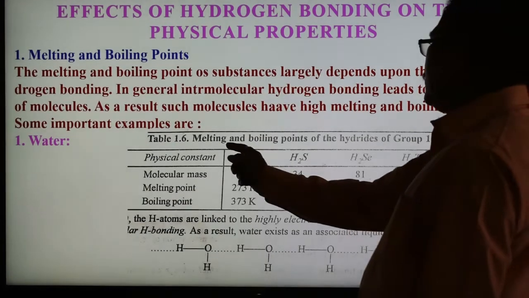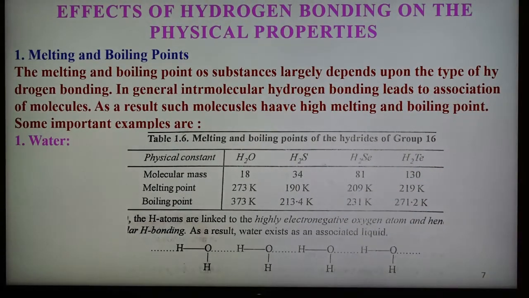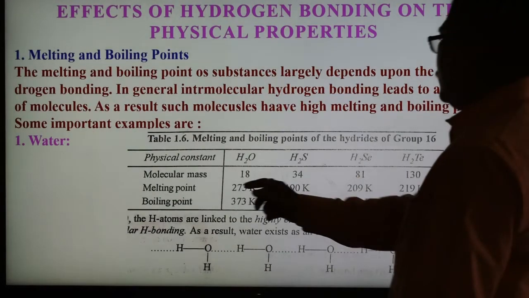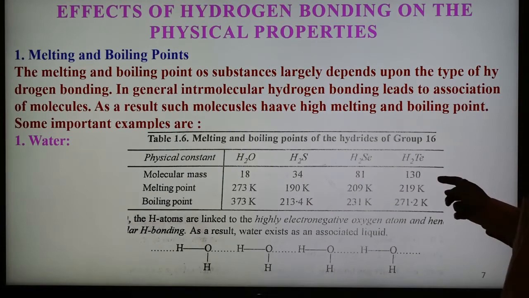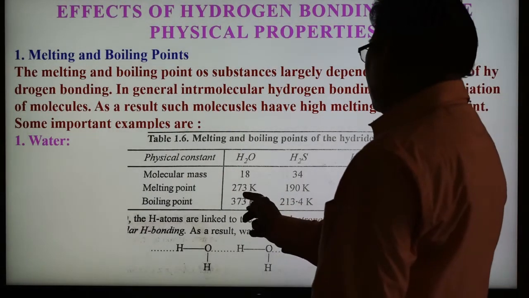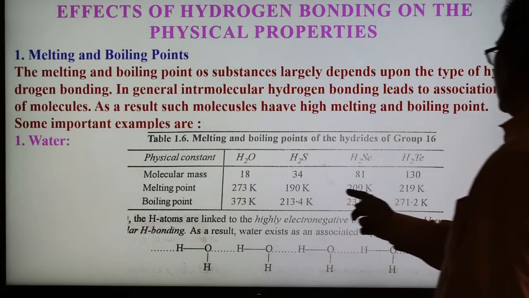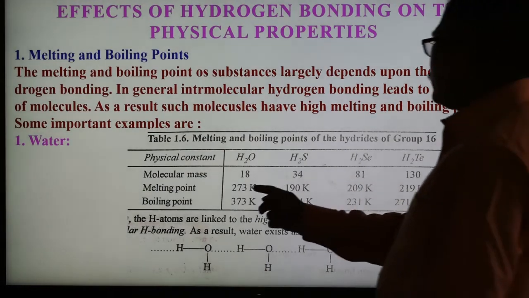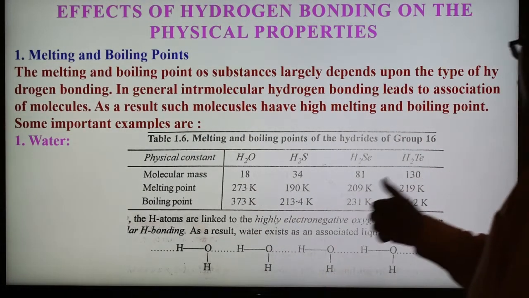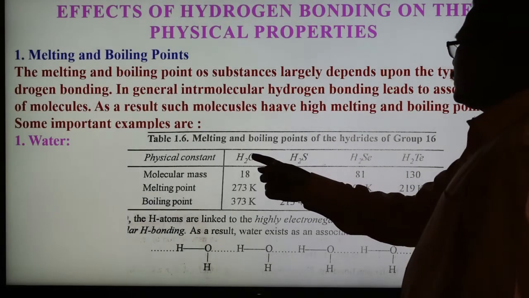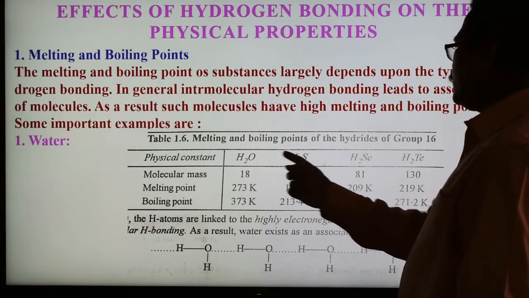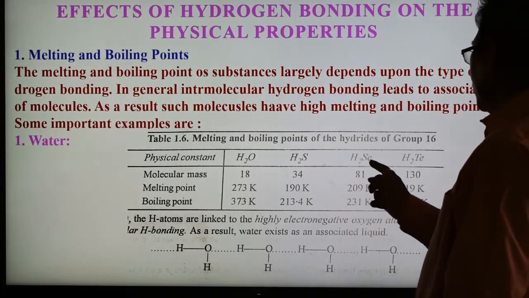This table shows the melting and boiling points of the hydrides of group number 16. The molecular mass is shown. Water is 18, and the molecular weight increases for H2S and the others. The melting point of water is 273, and the others have less, so water has a high melting point. The boiling point of water is also more as compared to the others. Here is shown the comparison. These are the hydrides of group number 16: hydrides of oxygen, sulfur, selenium, tellurium.